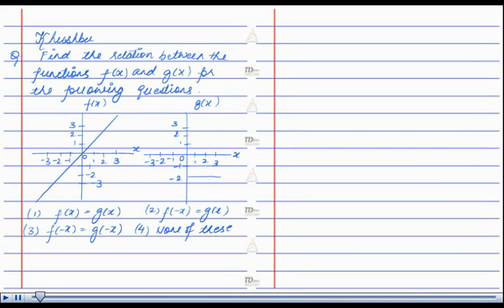Hello, I'm Krishpu. The question is, find the relation between the functions f of x and g of x for the following question. In the question here, two graphs for f of x and g of x have been provided.